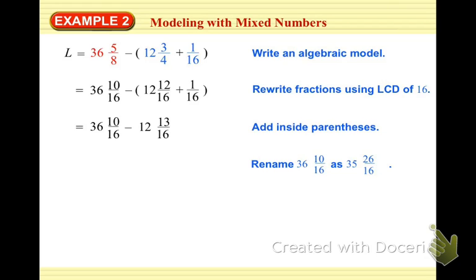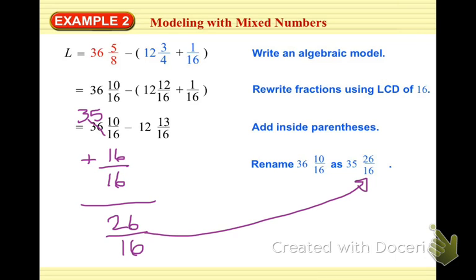And where does that come from? What we've done is we've borrowed 1 from 36. So if we take away 1 from 36, we have 35. That 1 that we took away is going to be in the form of a fraction equal to 1. There's the 1 we took away. So 10 plus 16 is the 26 over the common denominator. And you can see that right there.